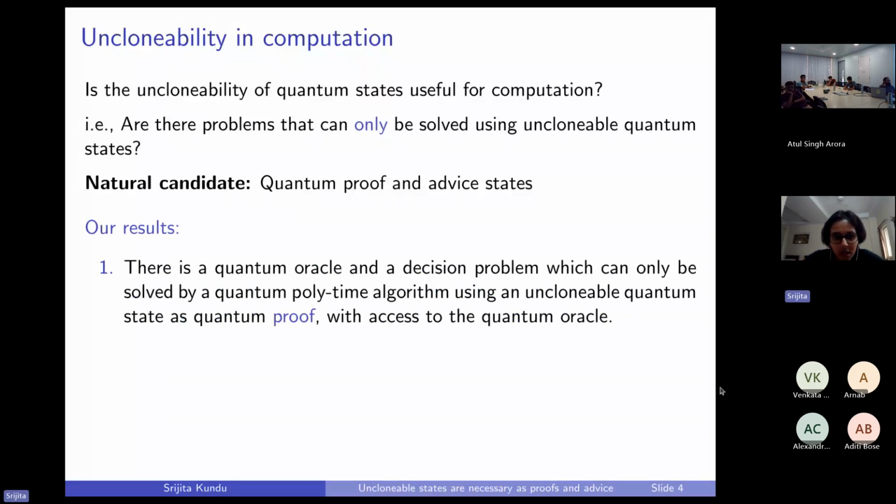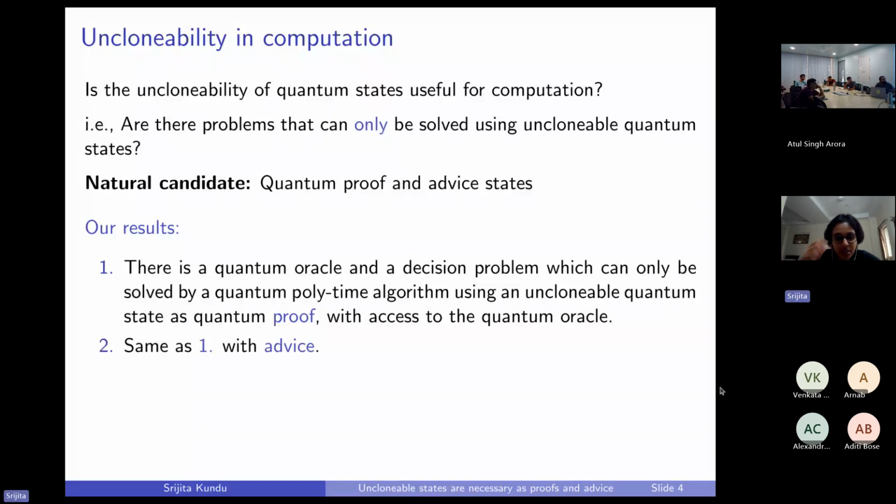So our results are as follows. All of these things will become more clear later as I define some of the concepts. But roughly speaking, our first result is that with respect to a quantum oracle, and I'll explain what a quantum oracle is later, there exists a decision problem that can be solved by a quantum polynomial algorithm only using an unclonable quantum state as proof with respect to the quantum oracle.